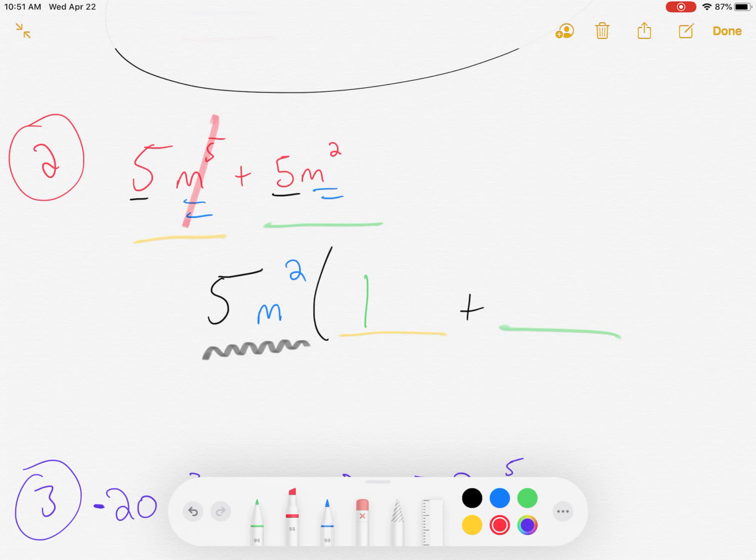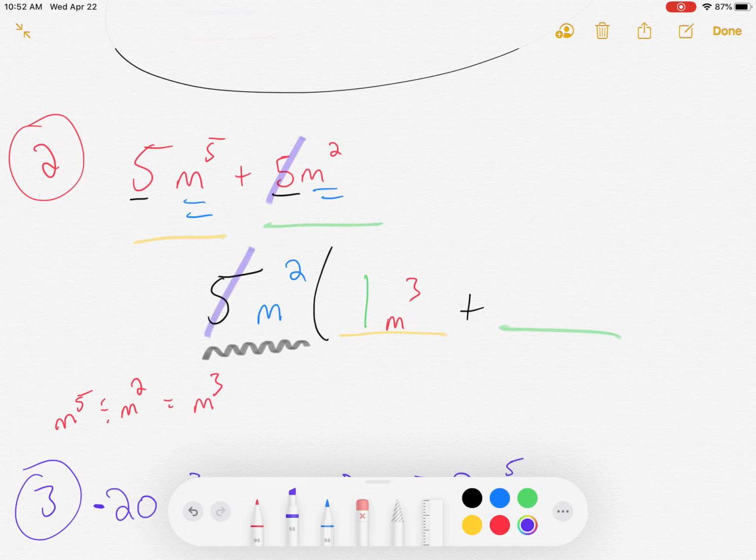Now, we're going to do, I'll erase that for you. I'm getting a little sloppy. Now, we're going to do m to the 5th divided by m squared. We're going to put it right there. Remember, when we are dividing exponents, we actually subtract them. So m to the 5th divided by m squared is simply m to the 3rd power. So it's m to the 3rd.